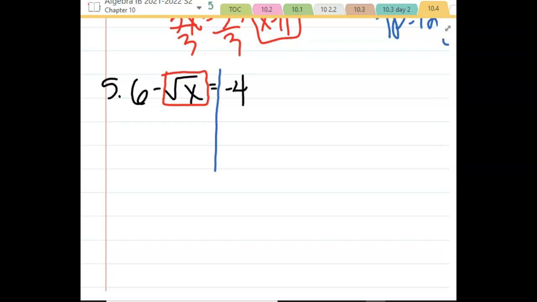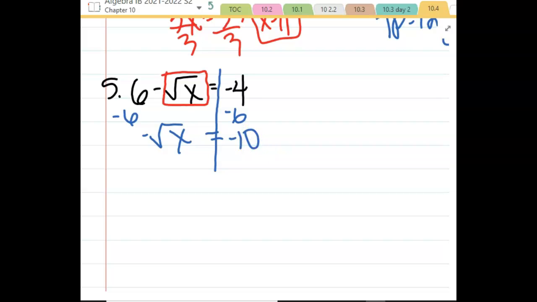The big thing that we see is the 6. Remember back from our 1 and 2 step equations. How am I going to get rid of the 6? Subtract 6. Very good. Because this is a positive 6. So we're going to subtract 6 from both sides. Now, that negative sign is still there. It's negative square root of x. And negative 4 minus 6 is negative 10.